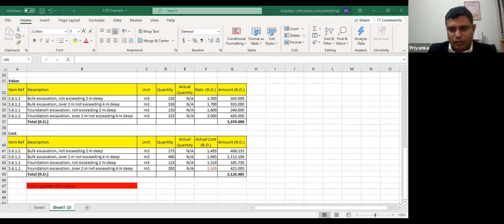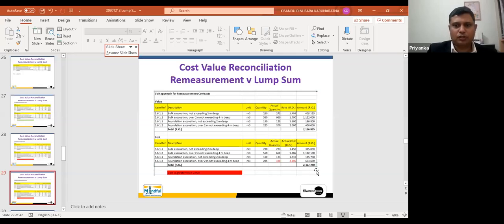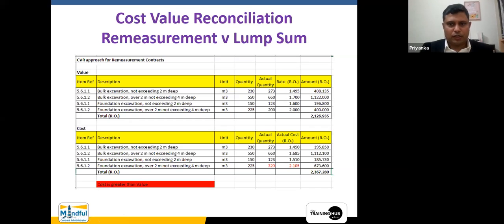Again, you come into another example here. Let me stop sharing this one and then start sharing my presentation once again because there's an amendment which needs to be done in the presentation. In any way, not an issue, right? Let's go into the CVR approach to remeasurement contracts once again, right?